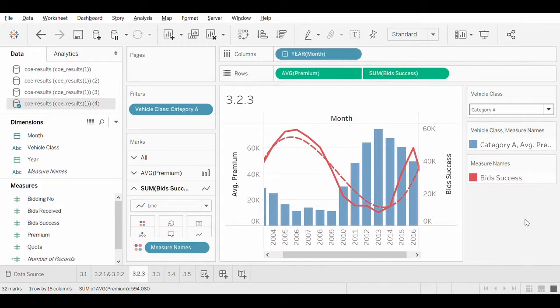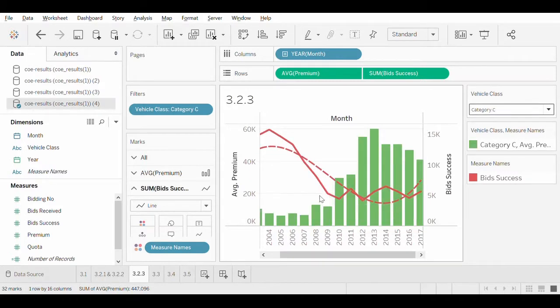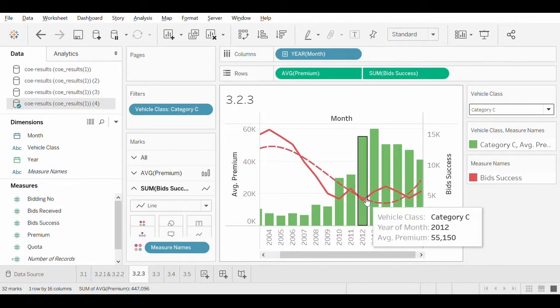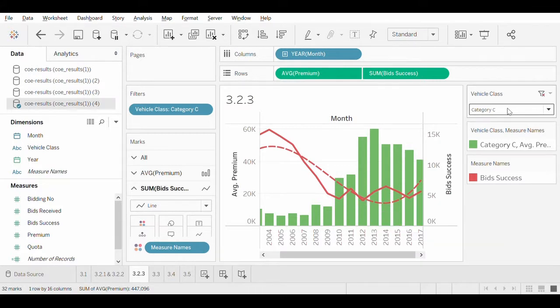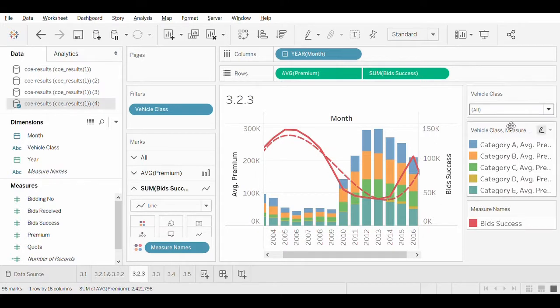As observed from the graph, we have identified that category A has the highest bid success, 59,320 in the year of 2006, whereas category C has the lowest number of successful bids in the year of 2012 with 4,176. By comparing the number of successful bids with the pricing of the different categories over the years, we have discovered that the number of successful bids is inversely related to the premium pricing of the category.